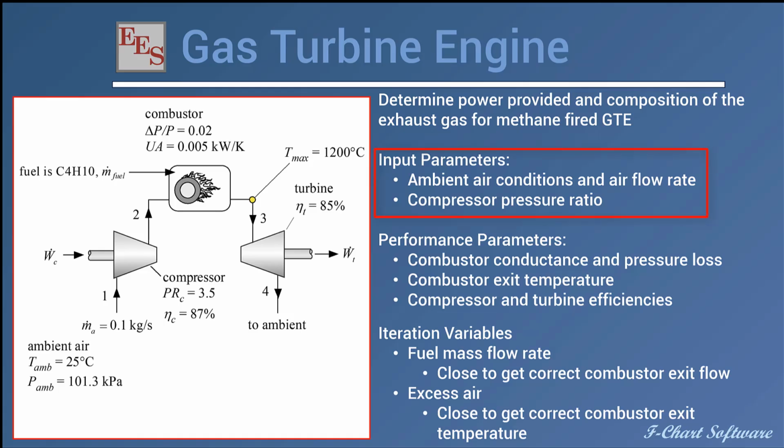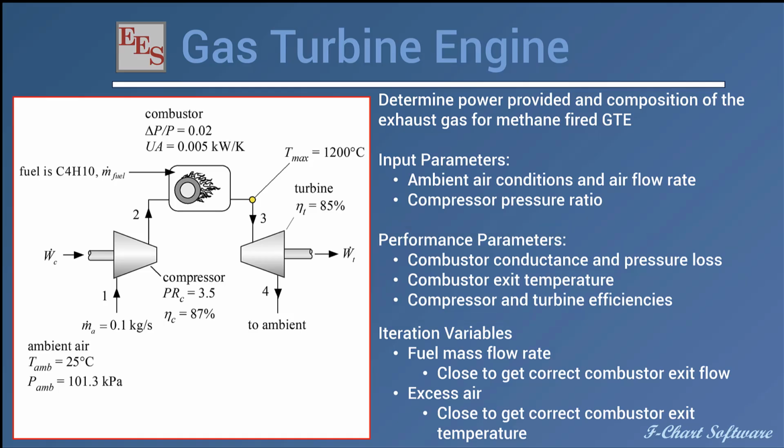So what are our input parameters here? We know the ambient air conditions, we know the mass flow rate of the air, and we know the compressor pressure ratio. And then we also know the performance parameters for these three components. So the compressor efficiency is 87%. The combustor pressure loss is 2%, and it's got a conductance, so conductance relative to heat loss of 5 watts per Kelvin. And then finally, the turbine efficiency is 85%.